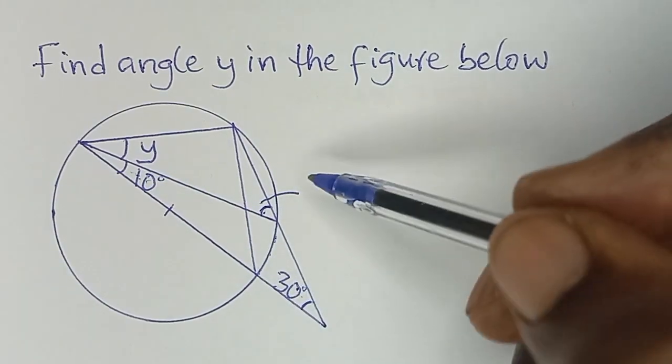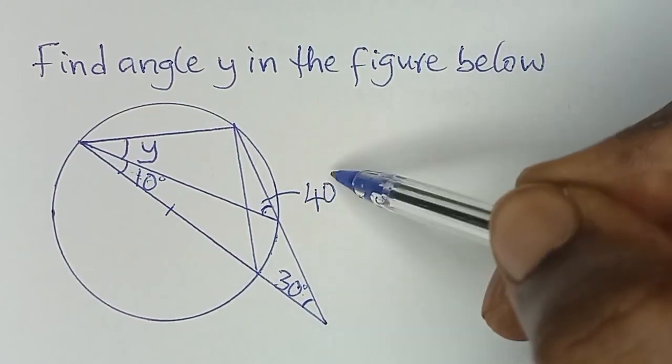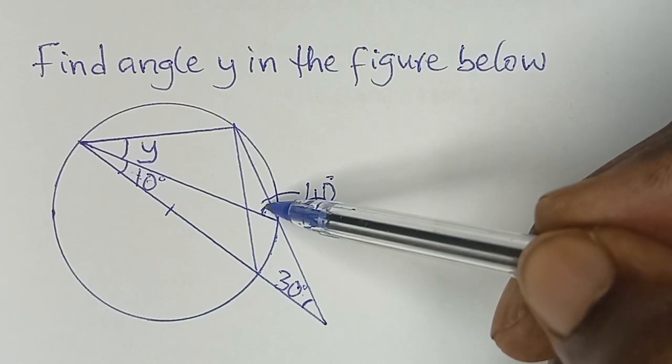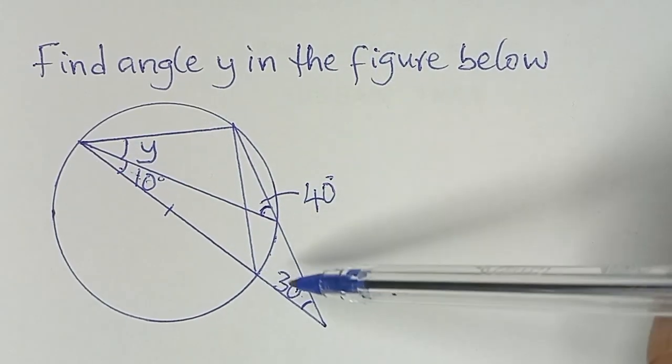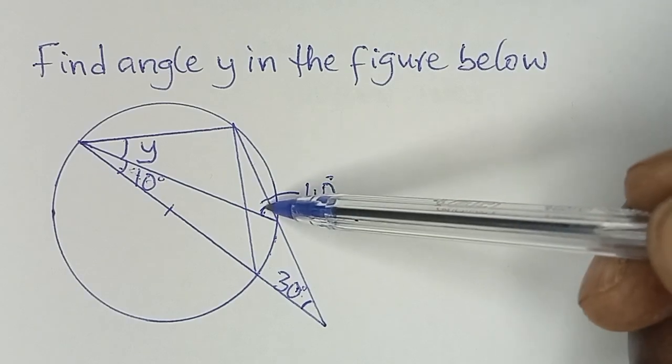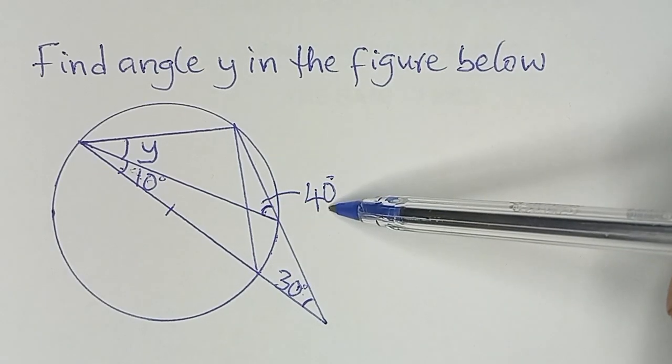10 plus 30 will give us 40 degrees, because an exterior angle is equal to the sum of the two opposite interior angles. So 30 plus 10 will give us this angle here as 40 degrees.